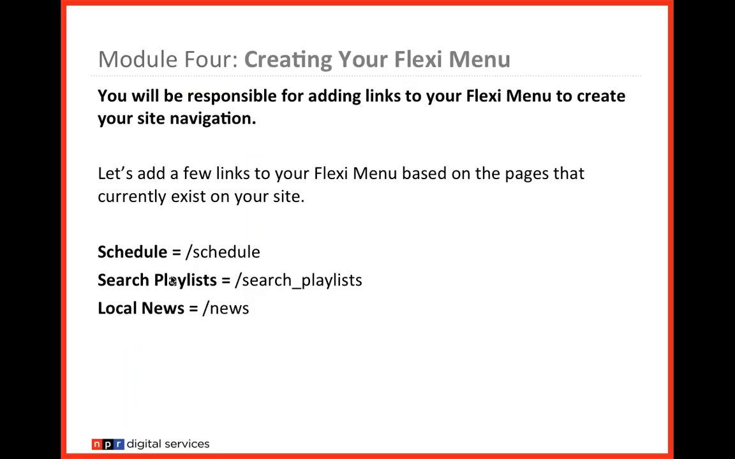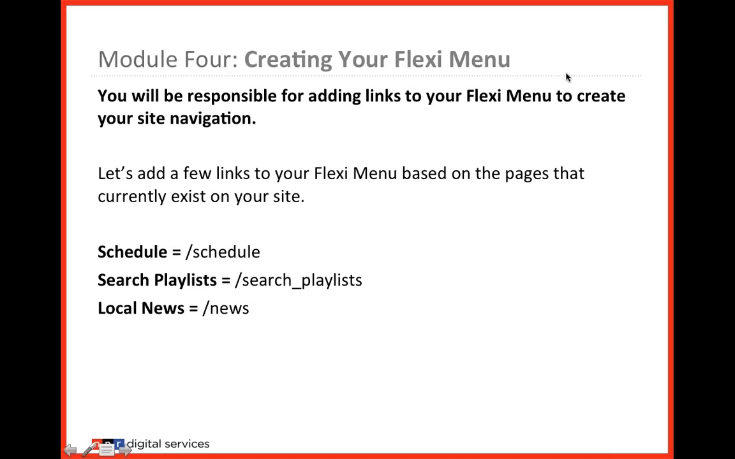We're going to create a few links in your Flexi menu right now. We're going to add a few based on some pages that currently exist on your site. So if you check in your Dropbox folder after this call, you will notice that there is a PDF in there with a list of some of the pages that already exist on your site: schedule, news, NPR news, programs. So let's add a few of those to our navigation now.